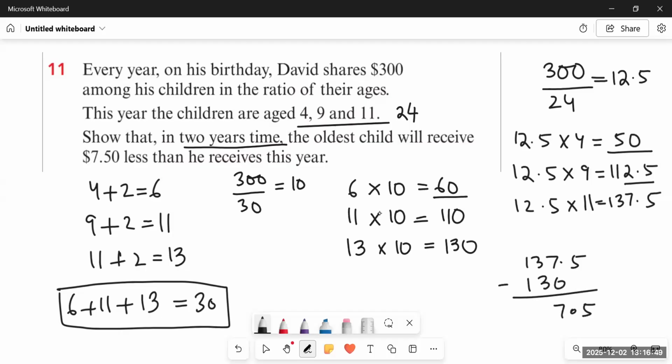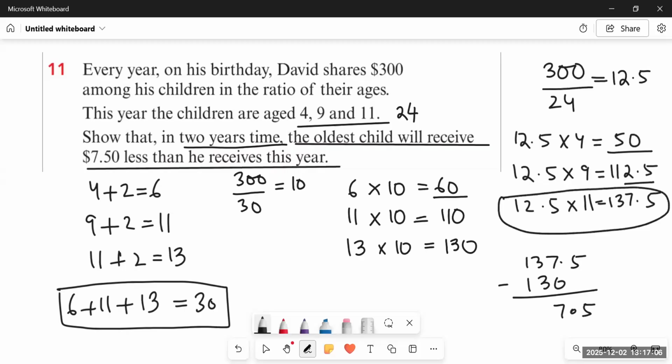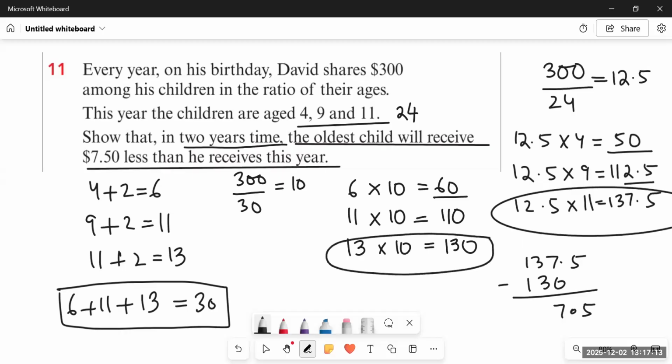Hence proved that we have got the correct answer, because as per the question it says the oldest child will receive $7.5 less than he receives this year. He receives $137.5 this year. And after 2 years, when he turns 13 years, he will be getting $130, which is $7.5 less than what he is getting now. Right? So this question is supposed to be done like this.